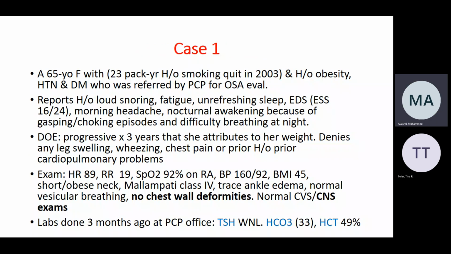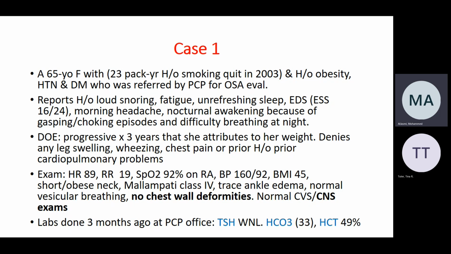I will start off this presentation with this case, and this is actually one of the patients that I saw in the clinic. I'm still working this patient up, but I'll try to share the information that I have. So we have a 65-year-old female with a 23 pack-year history of smoking, quit in 2003, and history of obesity, hypertension, and diabetes, who was referred for sleep apnea evaluation.